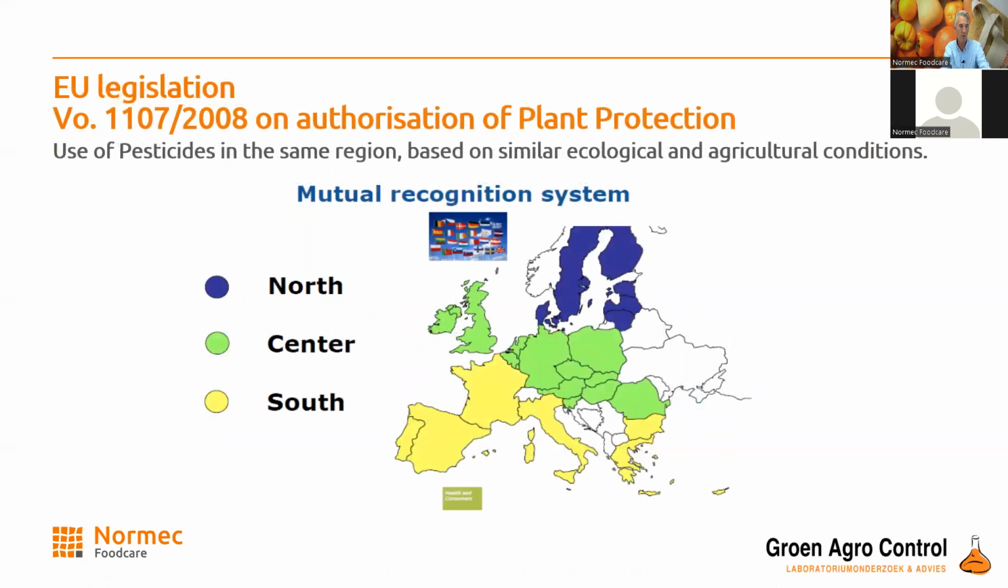What's also important is the EU legislation on authorization of plant protection. That means the use of pesticides in the same region is based on similar ecological and agriculture conditions, just like a mutual recognition system. Europe is divided in 3 parts: north, center, and south. So if someone in Spain has legislation for plant protection, that can also be asked for in France and Portugal in an easy way, because most of the time the products, the plants, are the same in these types of areas.